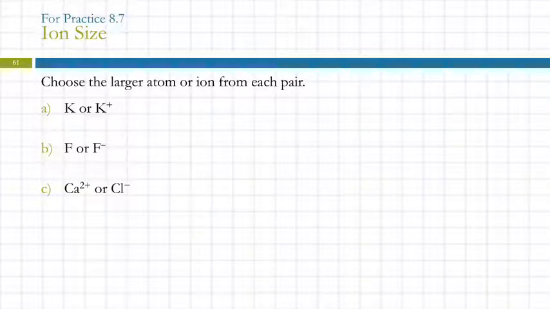So ion size. Choose the larger atom or ion from each pair. Well, potassium or potassium ion. So think, well, what makes that an ion? Did it gain an electron or lose an electron? It lost an electron. We pulled something off. It makes sense that that one's smaller, right? So the atom must be larger. We're looking for the larger one. Fluorine or fluoride. Fluoride, because fluoride has an extra electron. You stick something on the outside, it makes sense that it gets bigger.